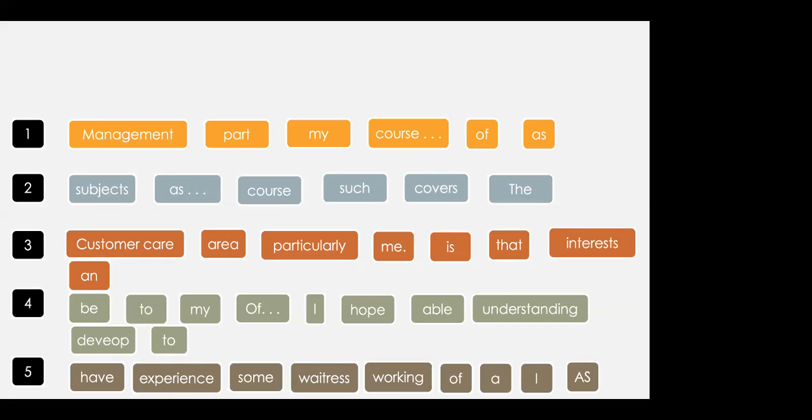Number 4. Me. Okay. I hope to be able to develop my understanding of. Excellent. Very good. Number 5. I have some experience working as a waitress.